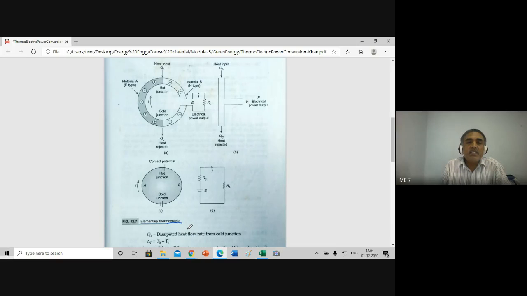The type of sketch differs from one textbook to another. Somebody will draw a circle, somebody an oval shape, somebody a rectangle shape, whatever the shape. The shape of the sketch is not a matter here, the principle is important. Now look at this elementary thermocouple.